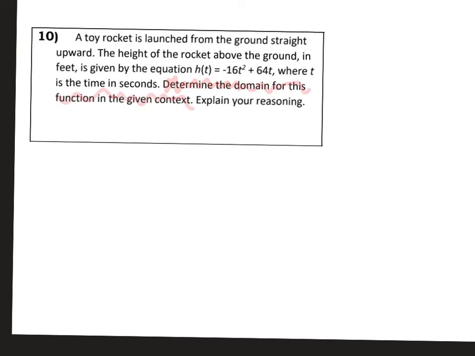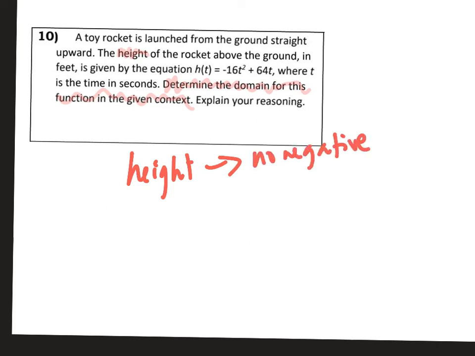So let's think about the context, right? We're talking about a rocket, and then we're talking about the height of the rocket. Let me just highlight that, the height of the rocket. So when we're talking about height, we know that you can't have a negative height, right? So no negative numbers. And another thing is that when you have a height, you can have some decimal values, right? So can have partial values.